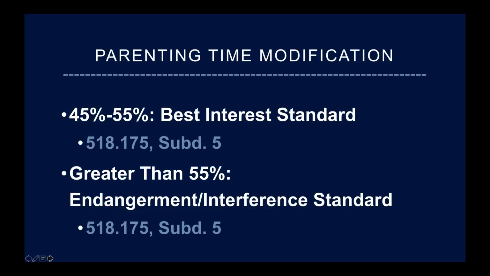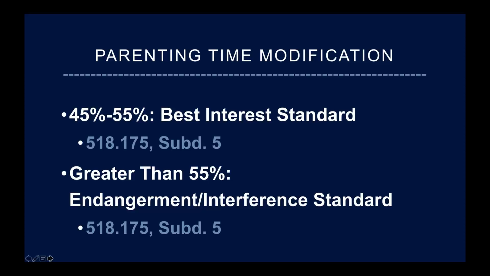It used to not be this way, but if a parent is seeking to modify parenting time to somewhere between 45 and 55% of the available time, in other words, if right now they've got 30% and they want to make it 50-50, a best interest standard applies. They do not have to prove endangerment like they used to. 3 or 4 years ago, the law changed on that. So it's a best interest analysis. So quite often you'll see parties coming in and just trying to demonstrate that it is in the best interest of a child to modify to an equal access schedule.